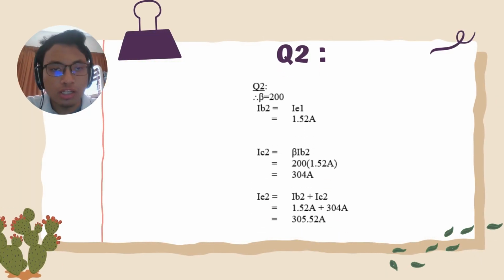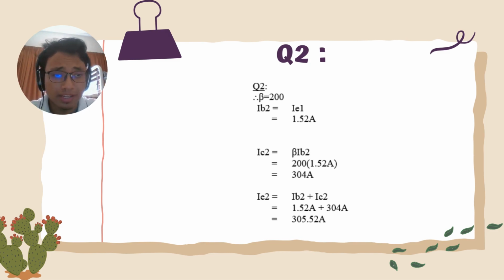Next is the calculation for the second transistor. The calculation is the same as the first transistor, except the beta value is 200. To find the base current, it's the same as the emitter current of the first transistor, which is 1.52 amps. To find the collector current, it's the beta multiplied by IB2, which is 200 multiplied by 1.52 amps, giving us a value of 304 amps on the collector.